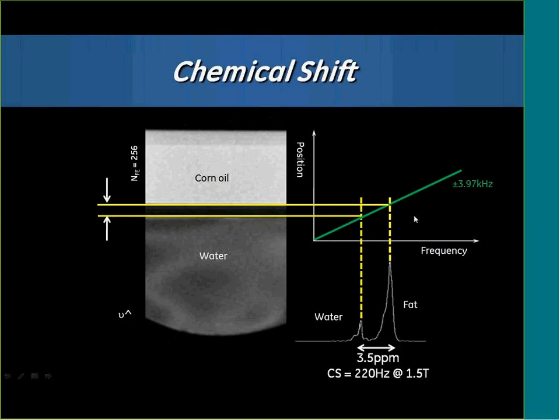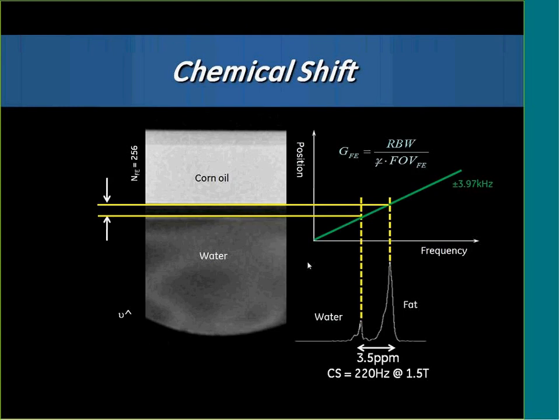And this is due to the misregistration that we get between water and fat due to the amplitude of the frequency encoding gradient, which is controlled by that frequency encoding receiver bandwidth. So in this case, we've got a 3.5 ppm, 220 hertz difference. Here's the frequency encoding gradient with this just under 4 kilohertz bandwidth. And you can clearly see that fat and water are chemically misrepresented in terms of their spatial position from here.